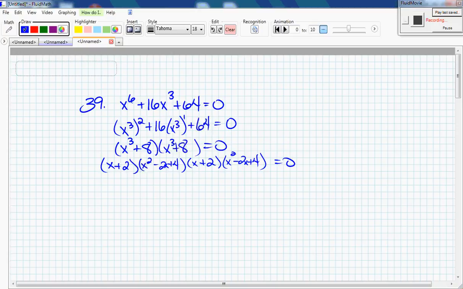Both of these factors, x plus 2 set equal to 0, give us an x value of negative 2 with a multiplicity of 2.